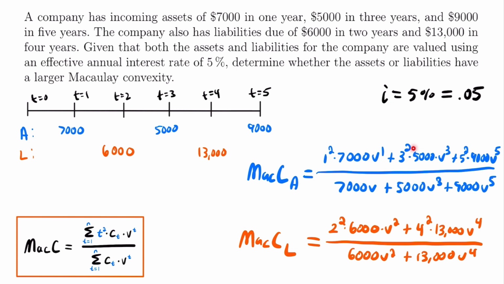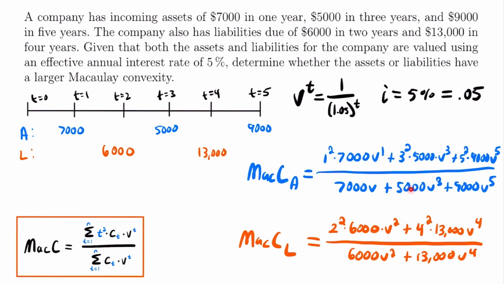Okay, so now we have written out the calculations for the Macaulay convexity of the assets and the Macaulay convexity of the liabilities. Now all we have to do is see which one of these values is bigger. All right, and so remember, when you calculate these two amounts, that the interest rate is 0.05, it's 5%. So our present value factors of v to the power of t will be equal to 1 divided by 1 plus i, which will be 1.05 to the power of t. All right, so make sure to use that for each of those present value factors in these two calculations.